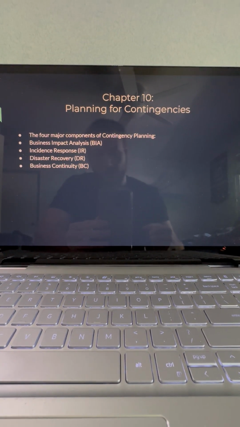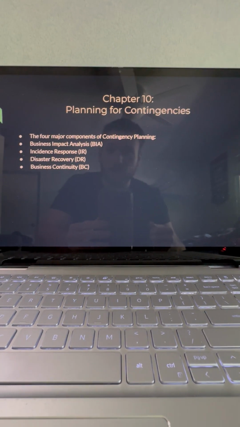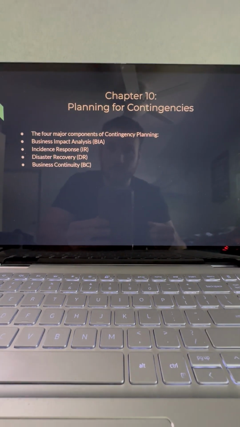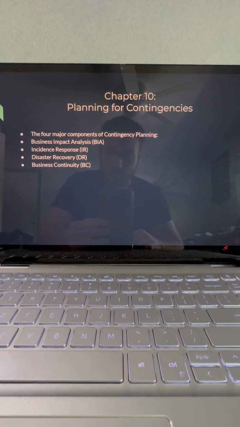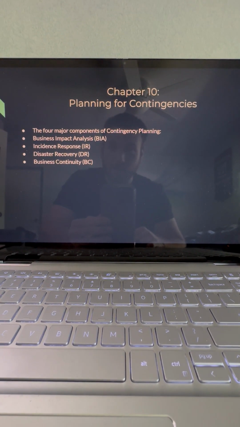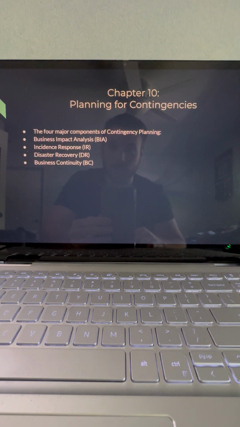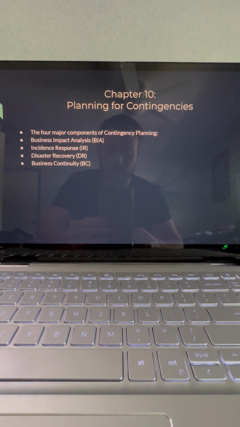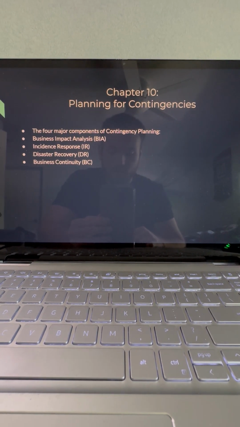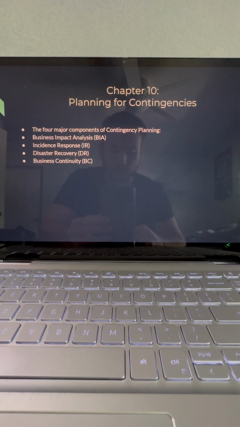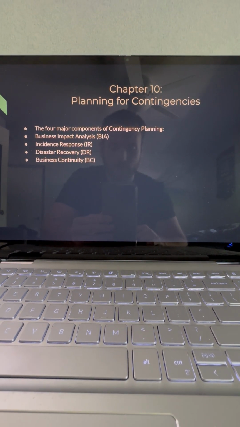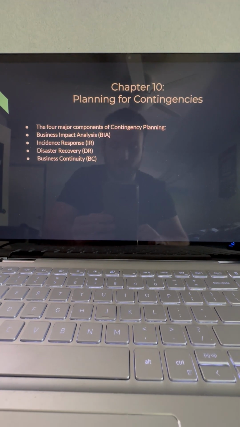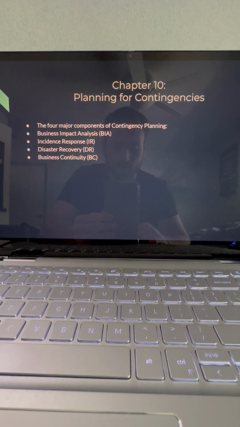In Chapter 10, we look at planning for contingencies, and I found the 4 major components of contingency planning the most significant portion, and that is business impact analysis, incident response, disaster recovery, and business continuity. So BIA assesses the potential impact of an incident on an organization's resources and assets and quantifies the potential financial and operational consequences of disruptions.